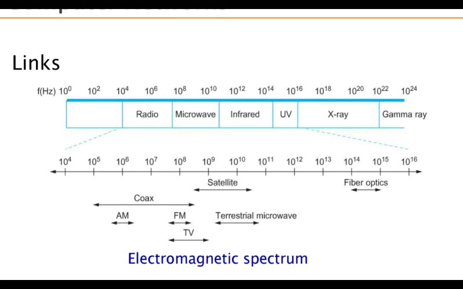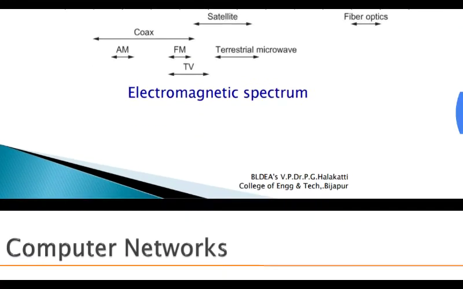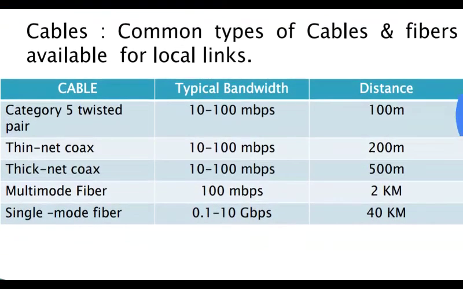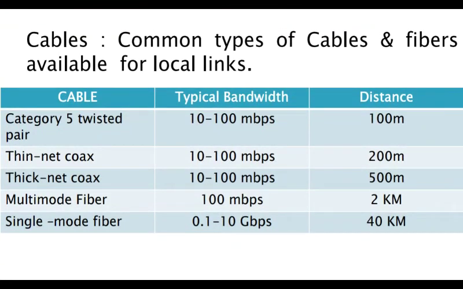Another property of a link that we are interested in at this stage is a very practical one. The answer depends on how far the link needs to reach and how much money we have to spend. Is it clear? Here are the common types of cables and fibers available for local links, and what bandwidth and distance they support. A category 5 twisted pair supports bandwidth up to 10 to 100 Mbps, and you can use it up to a distance of 100 meters.